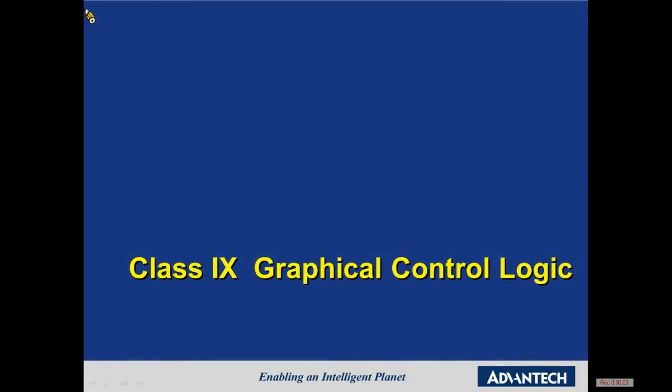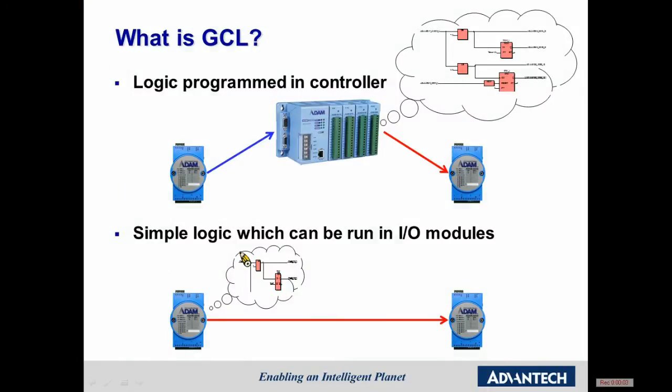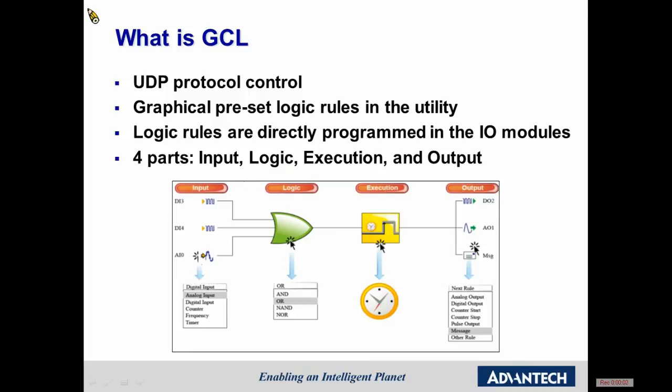Class 9, Graphical Control Logic, otherwise known as GCL. What is GCL? GCL is simple logic that can be run inside the I/O modules without having to use a PLC. GCL is a UDP protocol control. The graphical preset logic rules are set up from the utility. The logical rules are directly programmed in the I/O modules. There are four parts: the input, logic, execution, and output.